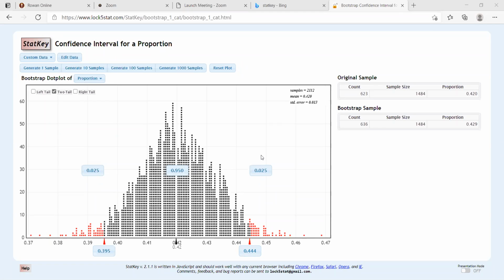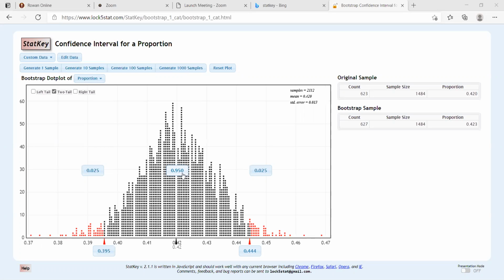Now, a big advantage of the StatKey program is we can change the confidence level. Remember, we said 95% confidence interval. The 95% refers to what's called a confidence level. What do we mean by confidence level? It means if we run this process over and over again, we expect 95% of the samples to contain the true population proportion.